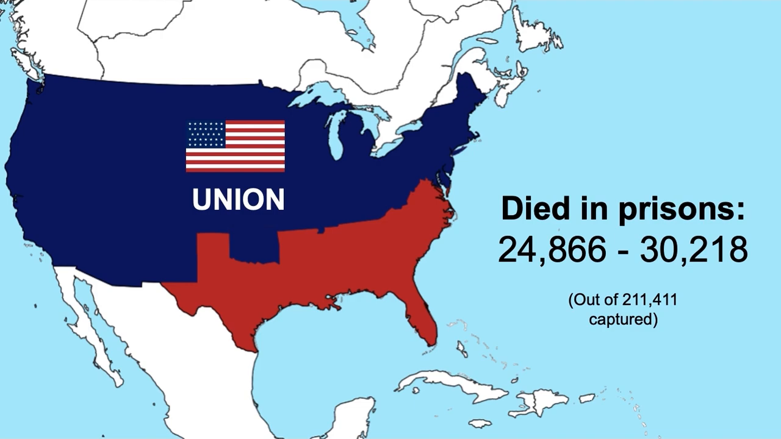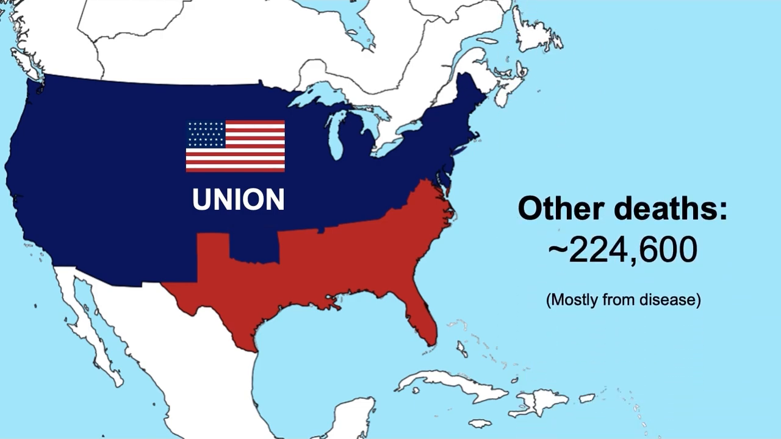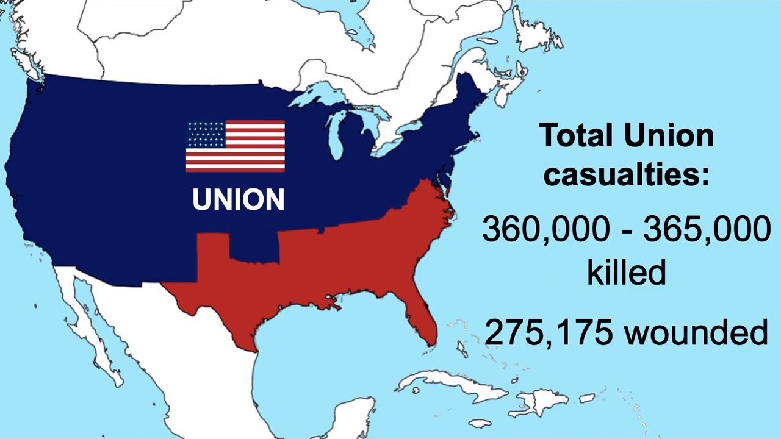Other than deaths in battle and in prisons, the Union's military suffered an additional 225,000 deaths, the vast majority of which were due to diseases. At least 30,000 black troops died due to disease. Furthermore, the number of Union Army wounded was 275,000.